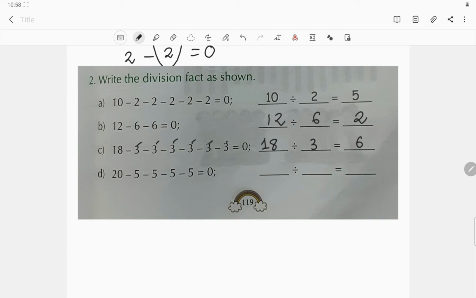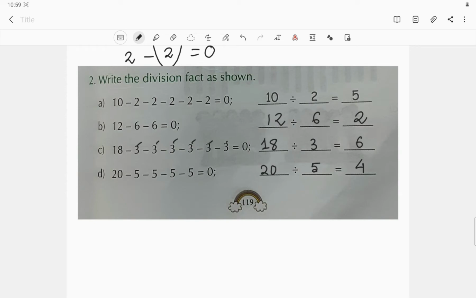Okay. So the next, 20, and you are subtracting 5 four times. You are subtracting 4 times. So your answer will be 4. Right? So this is another method of division. But I only apply the division method, not repeated subtraction, because to avoid the repeated subtraction, we will apply the division method.